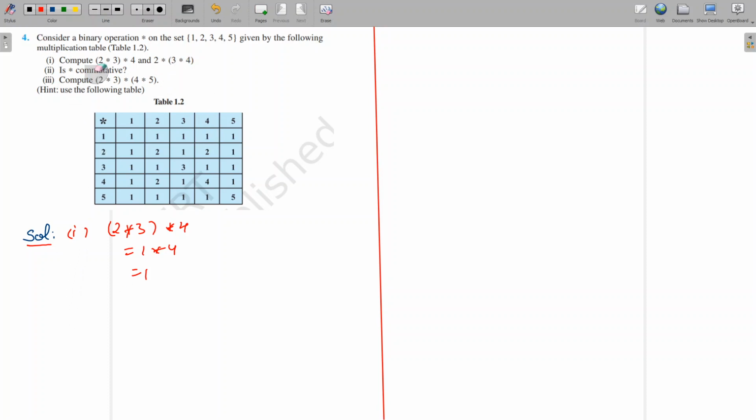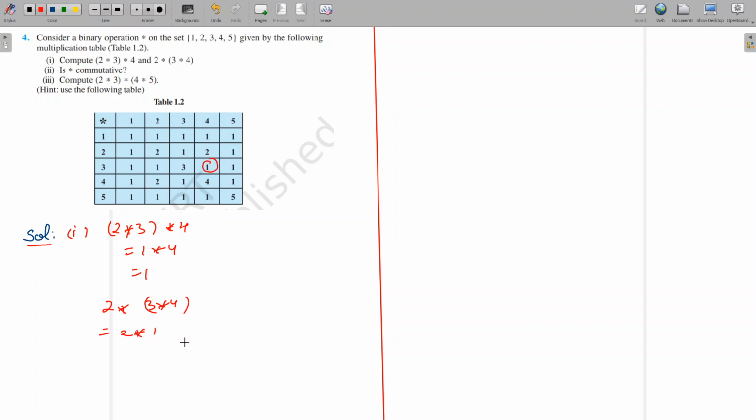So whenever bracket is there, first we have to solve the bracket. So we will be finding now 2 star (3 star 4). So first we will find 3 star 4. So this is our 3 from the first column, star 4. So for 3 star 4, if you make the rectangle, the endpoint will be 1. So our answer is 1. So equal to 2 star 1.